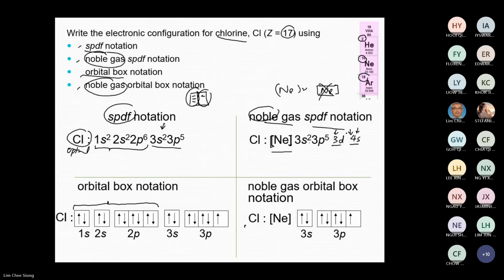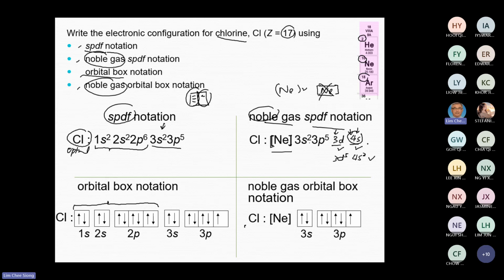Clear? Okay, once again, I repeat: even though in the energy level 4s will be lower than 3d, so the electron will fill into 4s first before 3d. But in writing the electronic configuration, you must write 3d first, followed by 4s. So your answer will be, for example, 3d5, 4s2. This one is a normal case. It's the correct format.